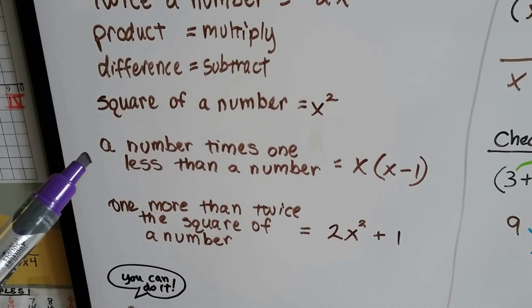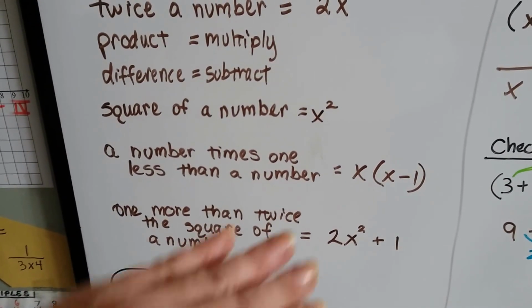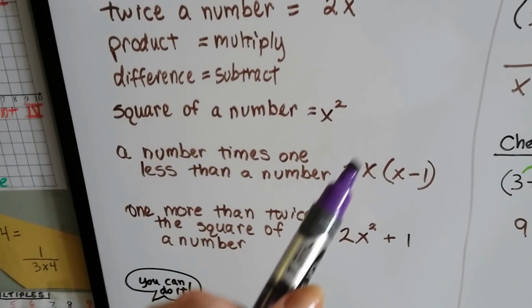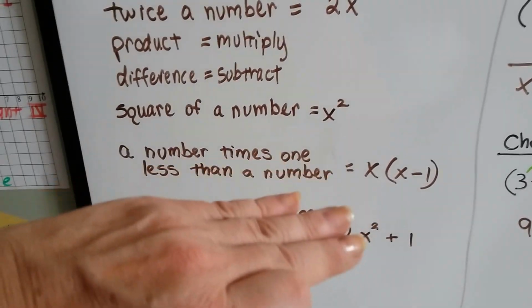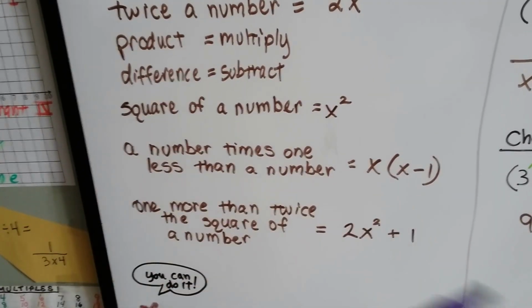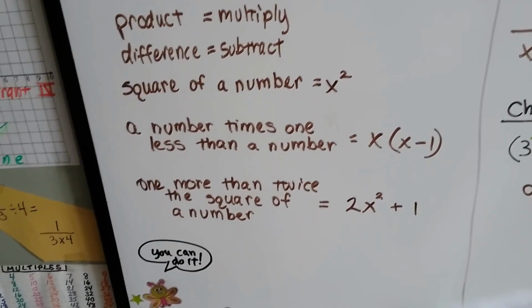And if it even says something like a number times 1 less than a number, break it into just a few of these. A number times, okay, so that's x times, so we'll put x and then a parentheses, 1 less, all right, so it's going to be minus 1, the number. So it's going to be x times x minus 1, see? Just break it into smaller pieces.